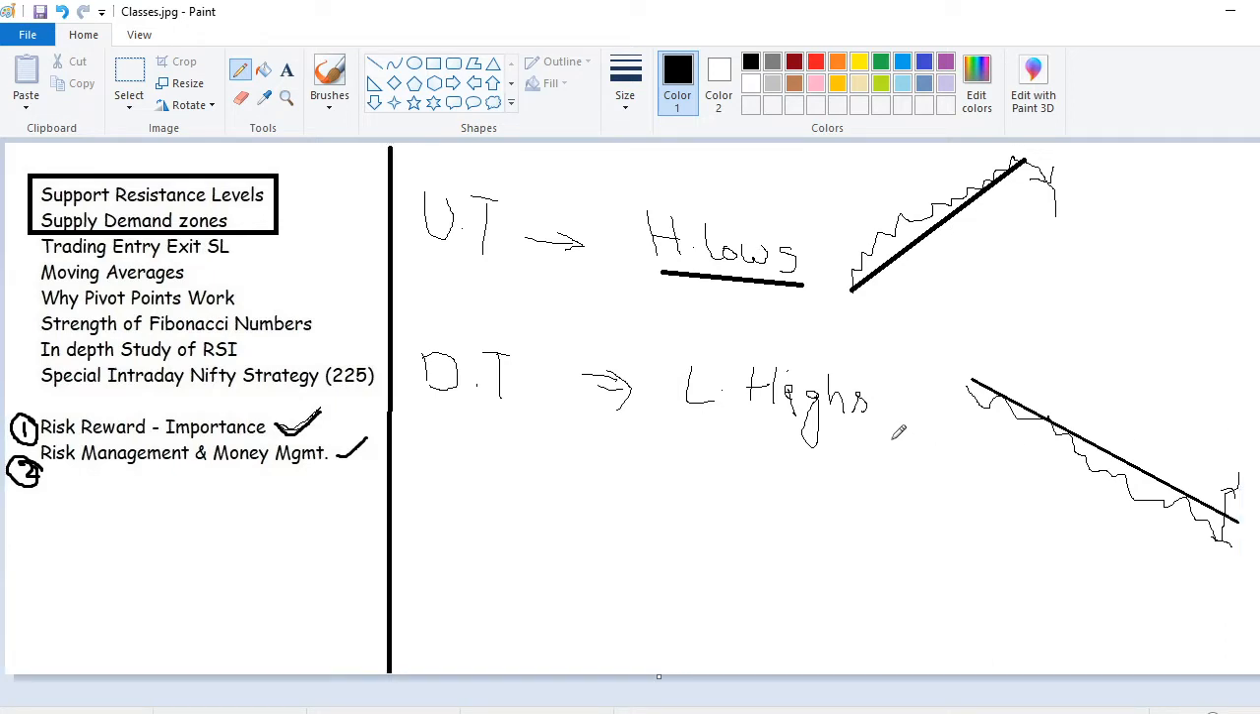And sideways, yes, in sideways you cannot use trend lines, because the nomenclature itself is telling you that trend lines are deciding the trend, and based on the trend they can be drawn, right?